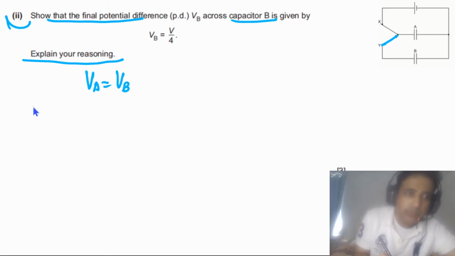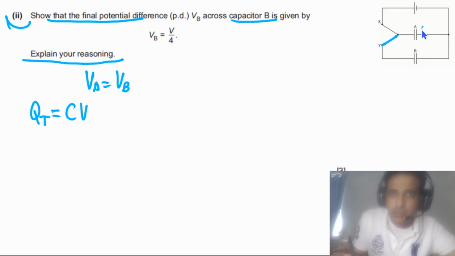And the total charge we have already discussed, Q total. Q total is equal to CV, because this is the capacitance of capacitor C times the initial PD across this one. And the capacitance of this one is 3C. So Q total is equal to CV. So Q total in this case will remain the same.